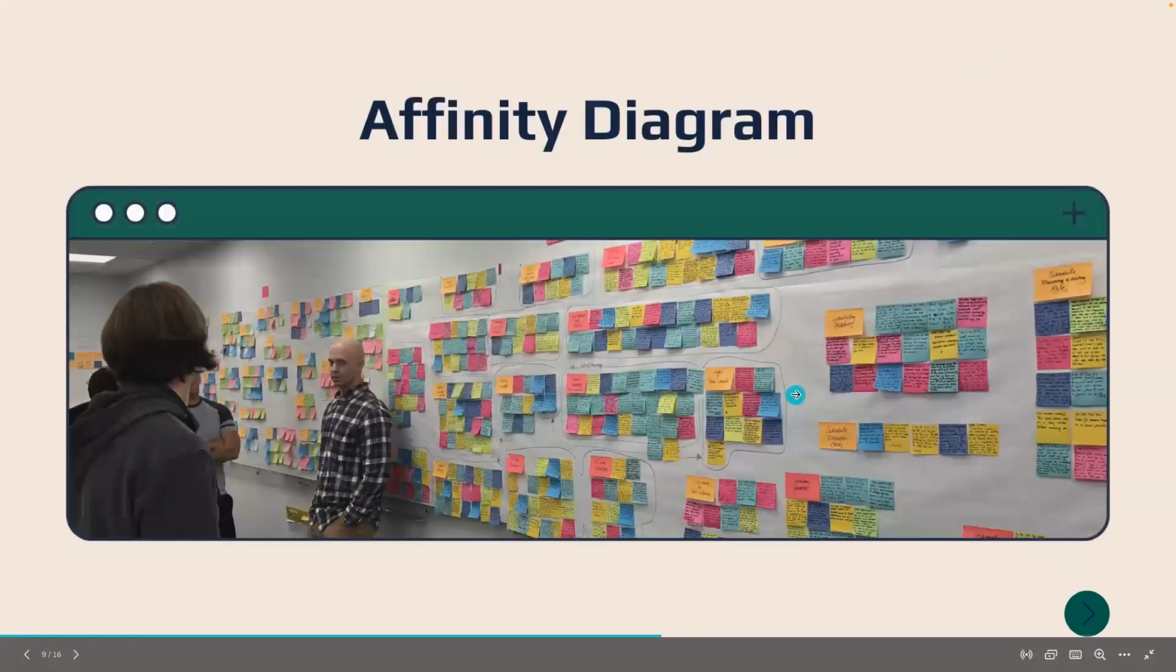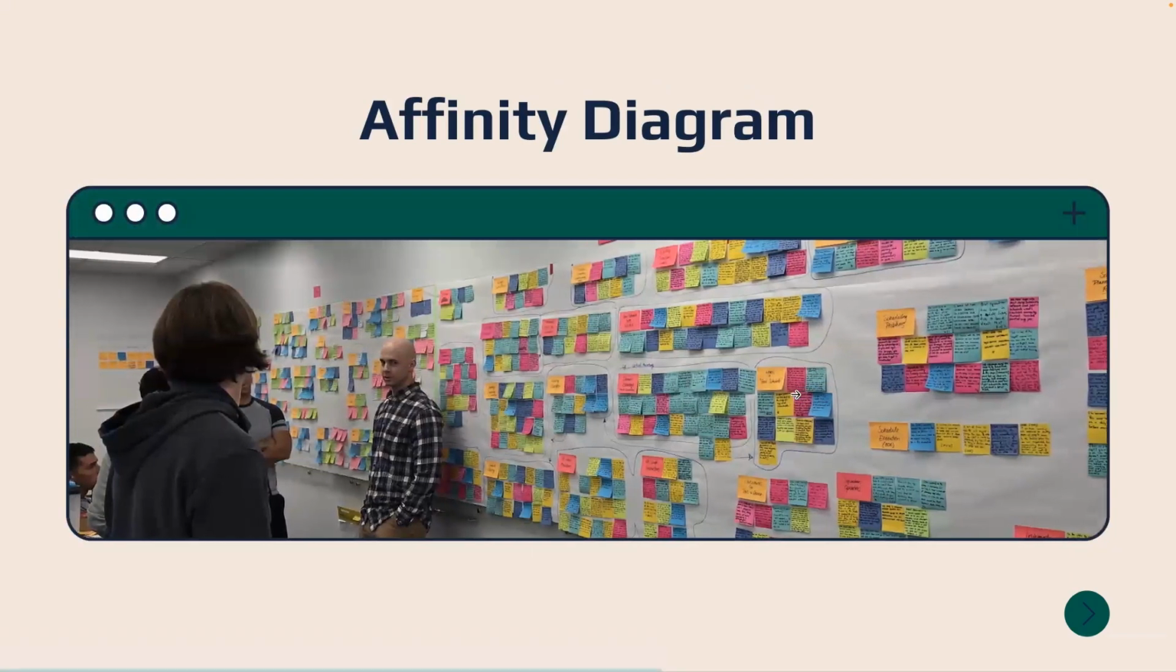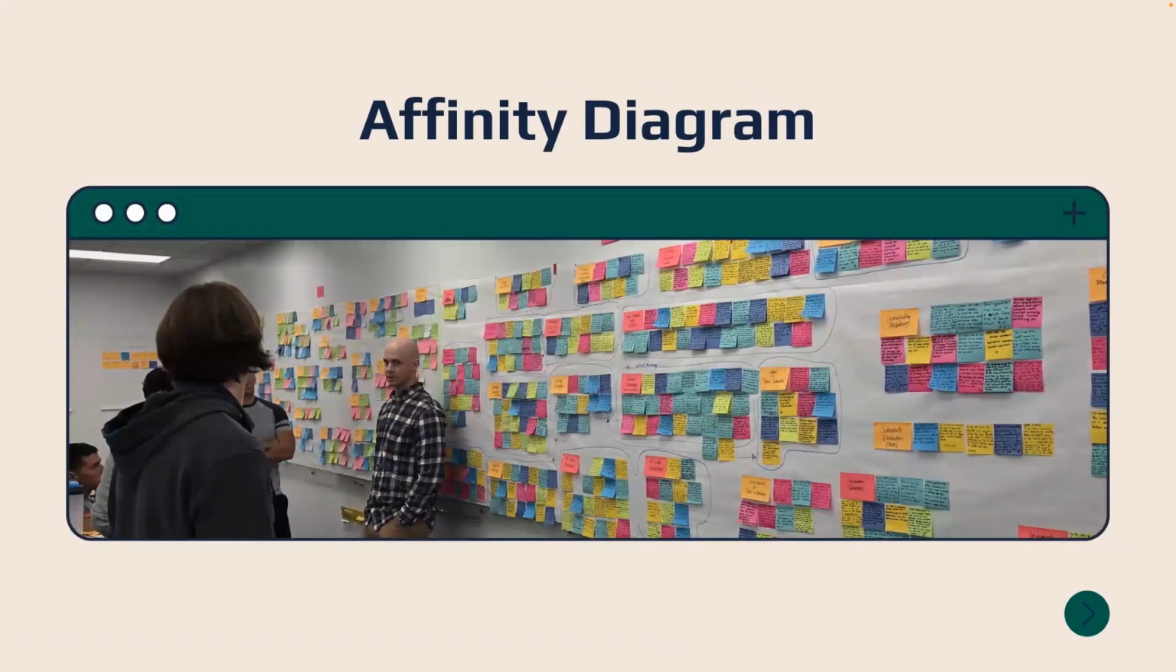So after this is the step called affinity diagramming. So an affinity diagram is a tool that visually groups ideas and information based on their relationship. It is used to organize and understand complex information. It also helps in identifying patterns and common themes from different viewpoints and ideas. So this is an example of how an affinity diagram would look.